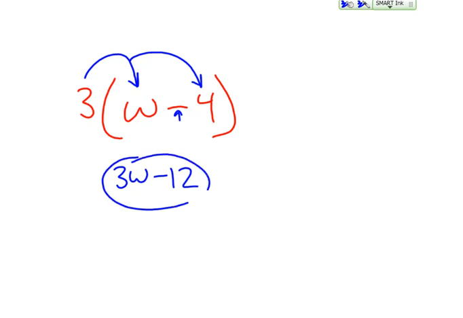I am done now. I cannot combine the 3w and the 12 because of the subtraction sign there and the fact that this has a variable and the 12 does not. So those are not like terms. They are what they are. It is what it is. I'm done. Time to move on to the next one.